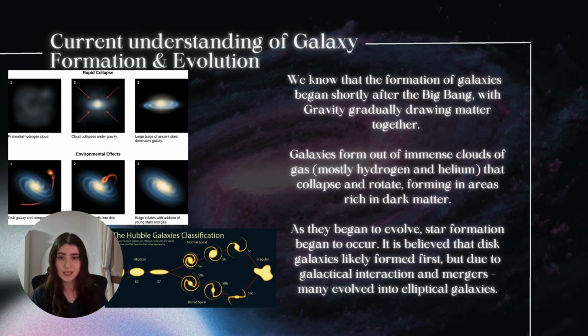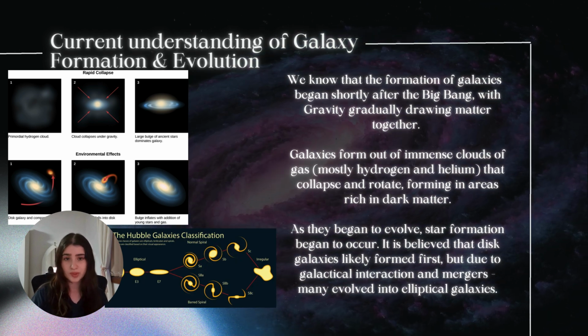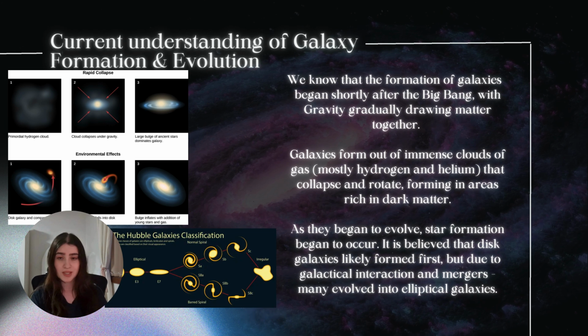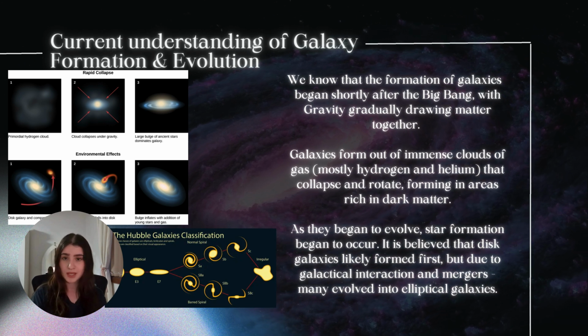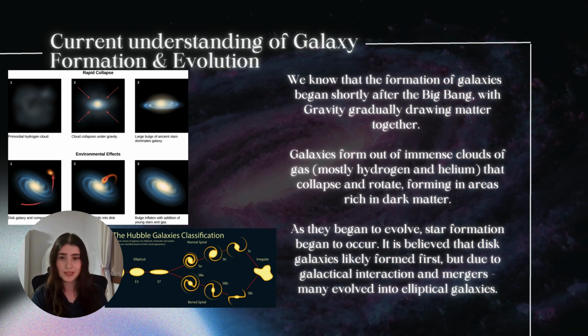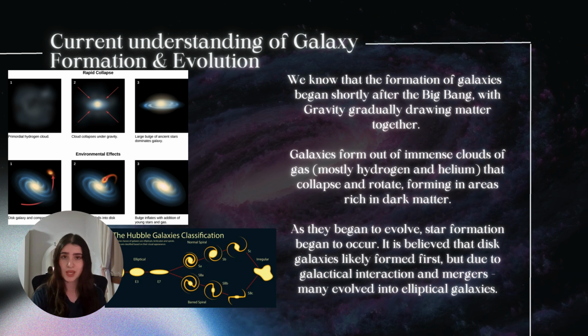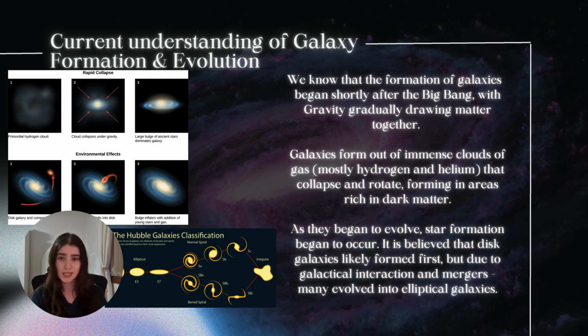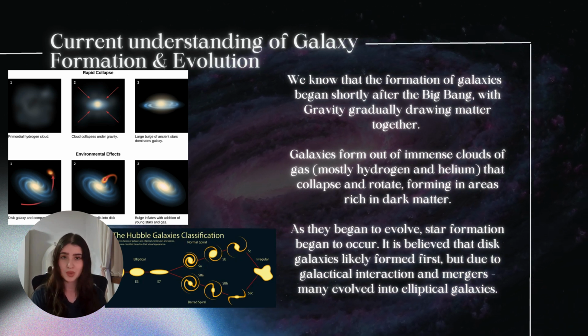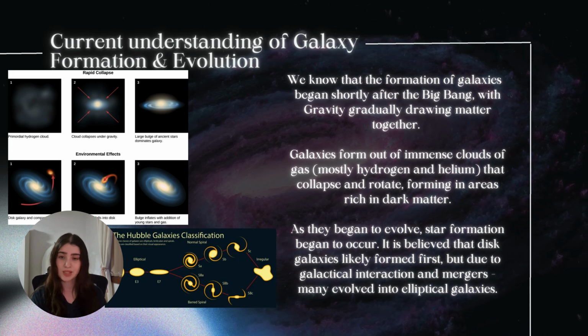It is believed that these galaxies most likely formed first, but due to galactical interactions and mergers, many evolved into elliptical galaxies. We now classify galaxies according to the Edwin Hubble classification scheme, where we categorize these galaxies by their appearance into elliptical, spiral, lenticular, and irregular galaxies.